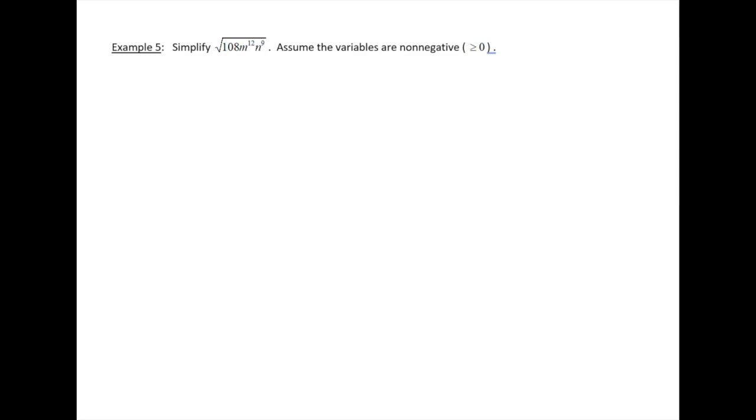Let's look at one last example where we have numbers and variables. In this example, we're simplifying the square root of 108 times m to the 12th power times n to the 9th power. Let's start with the number 108 and factor out the largest perfect square factor, if there is one.